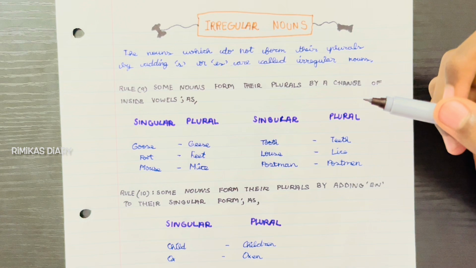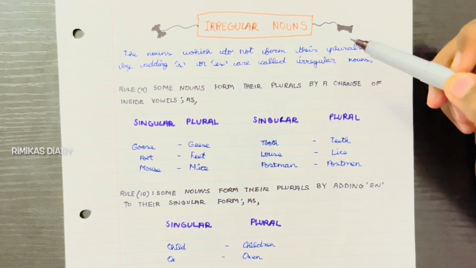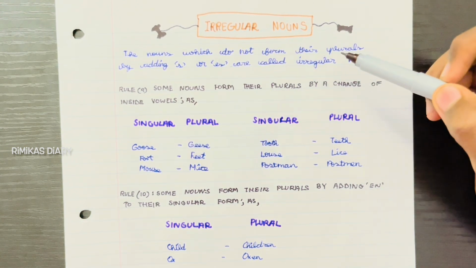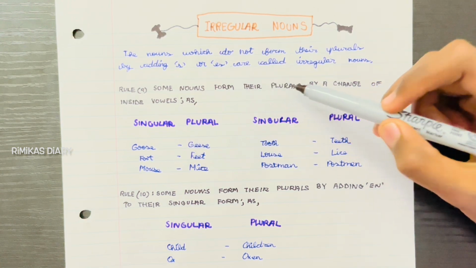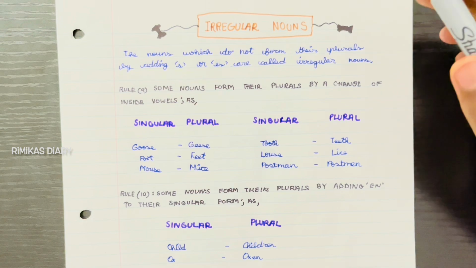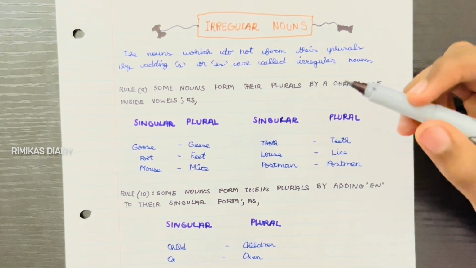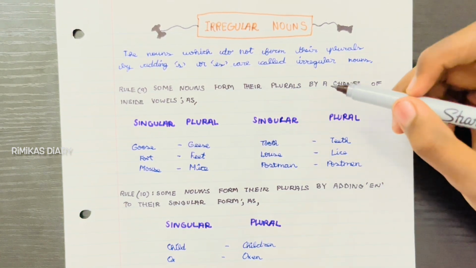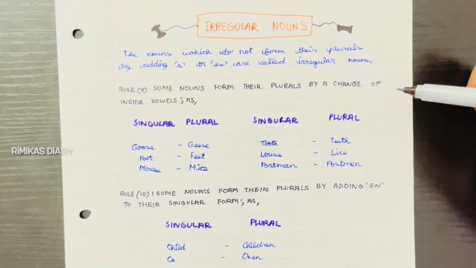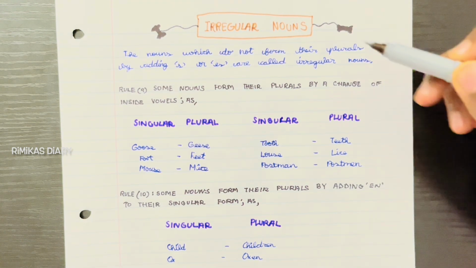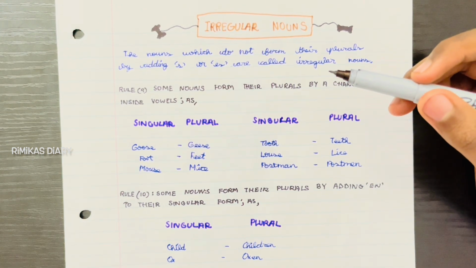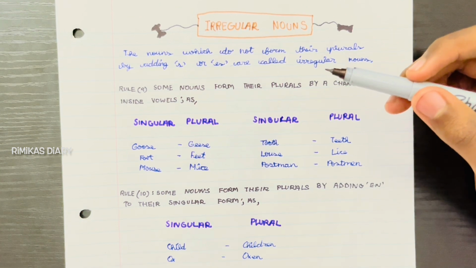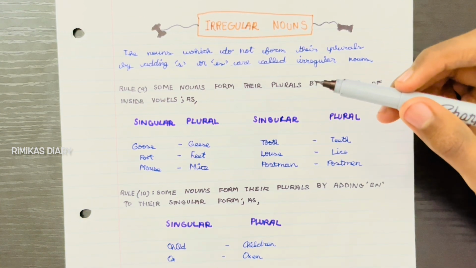Now we're gonna see some rules for the irregular nouns. The nouns which do not form their plurals by adding s or es are called irregular nouns. Rule number 9. Some nouns form their plurals by a change of inside vowels. So, in some nouns, in their plural form, they change the vowels inside.